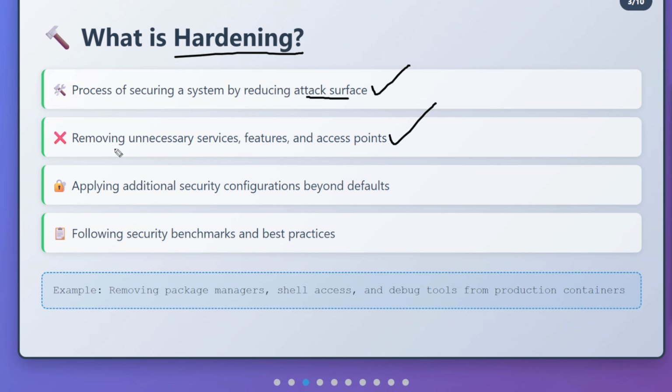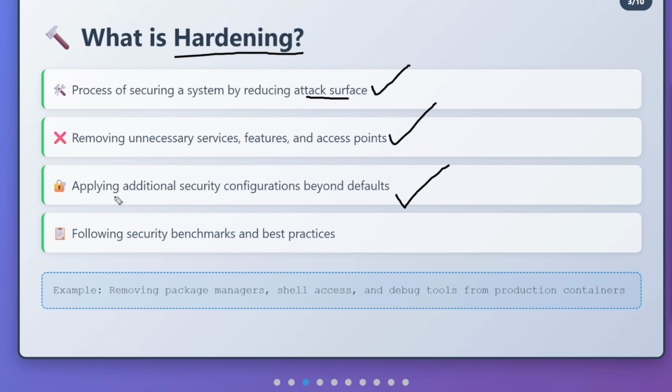We need to make sure to remove unnecessary services, features, and access points. Let's say something isn't required in production, like an extra tool, some packages, or some open ports, we need to remove it. Every extra feature is a potential risk or threat for the system.